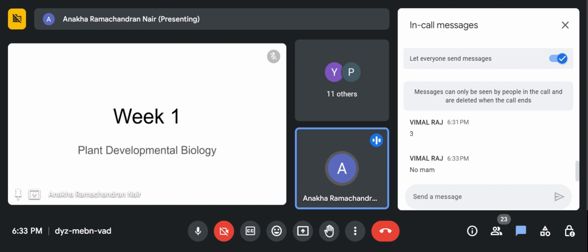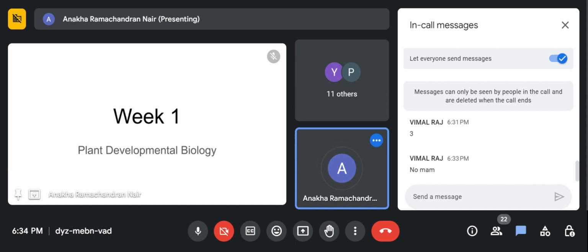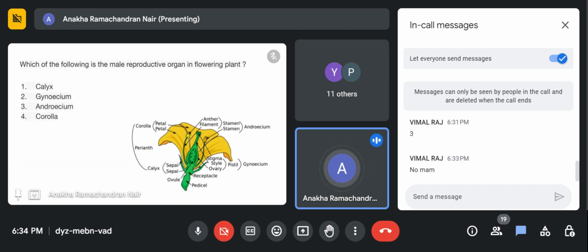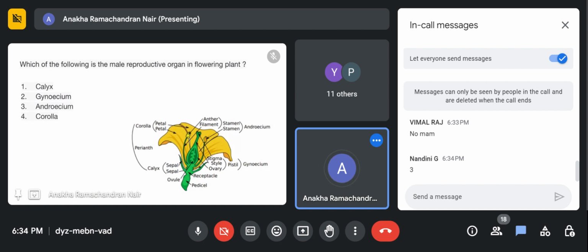So I'm starting again. These are the questions of the week 0 assignment. In case you had any doubts, we'll just be discussing them. The first question is, which of the following is the male reproductive organ in a flowering plant? There are four options: the calyx, the gynoecium, androecium, and corolla. Those who joined late, what do you think the correct answer is? Three. Yes, the answer is androecium.